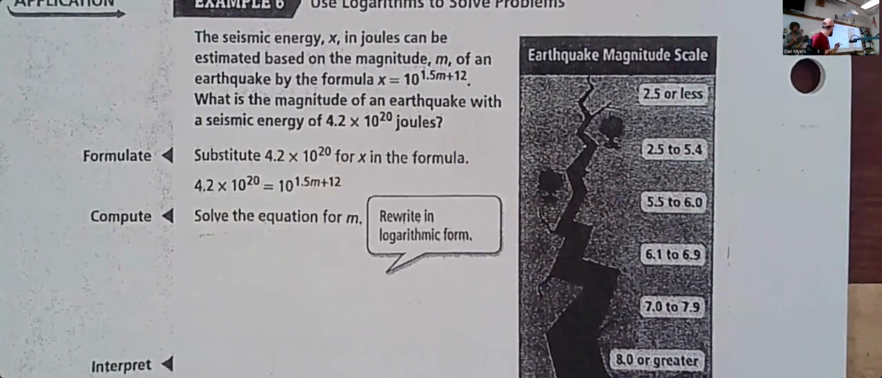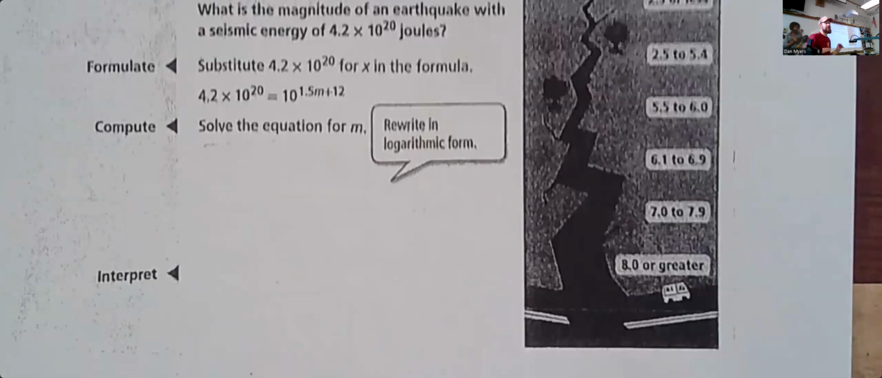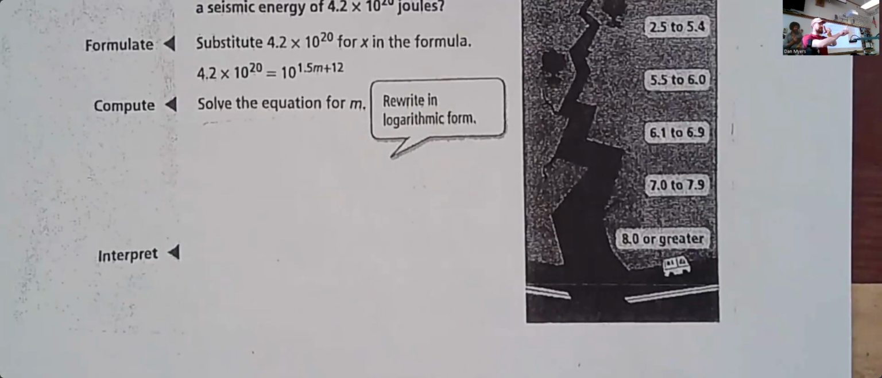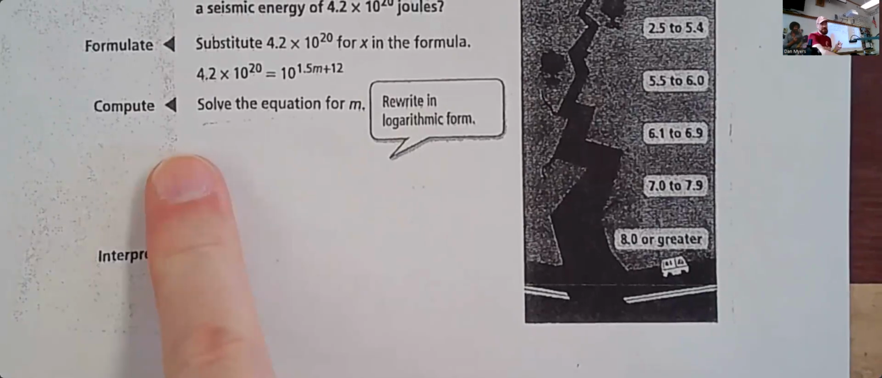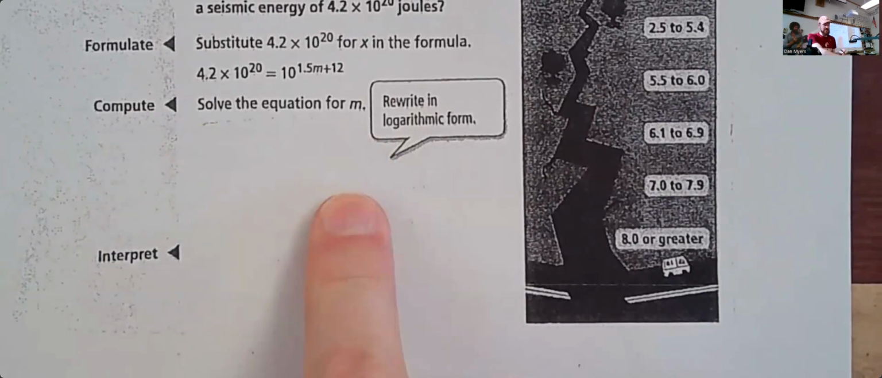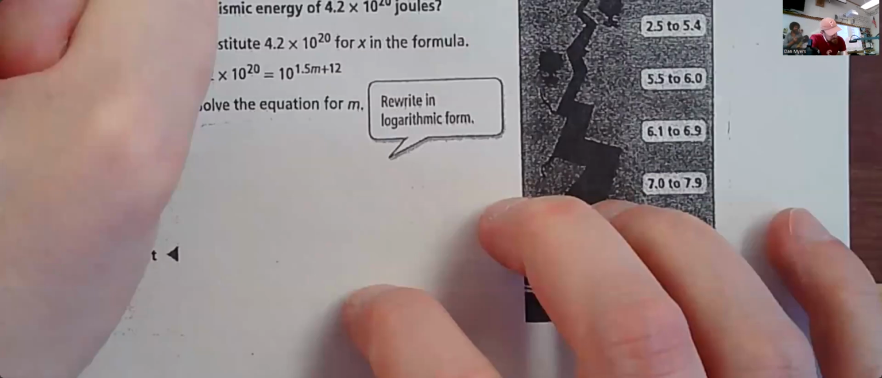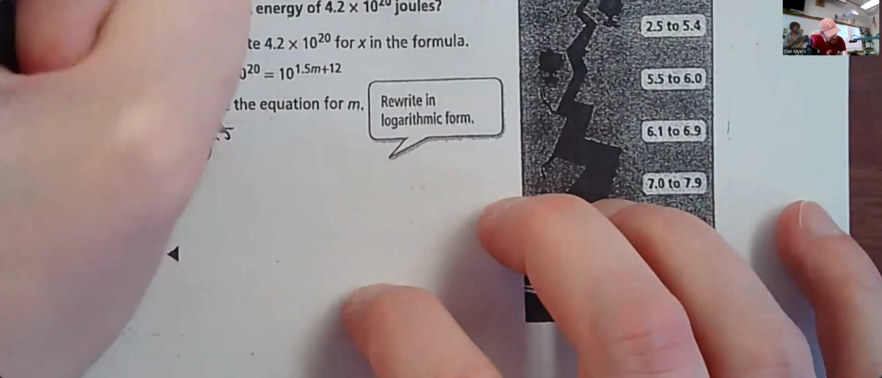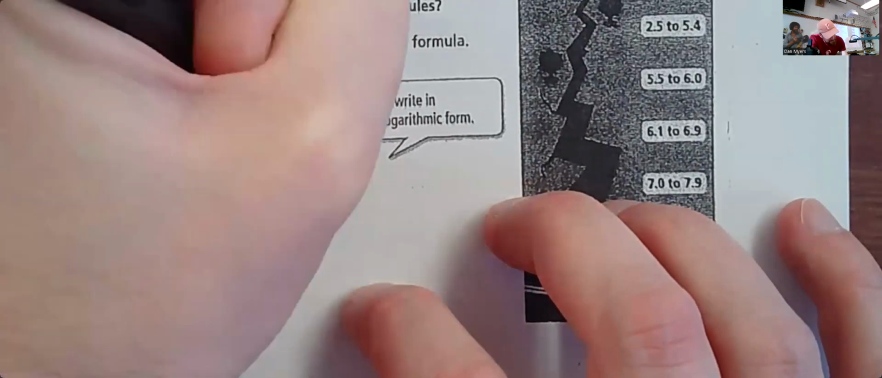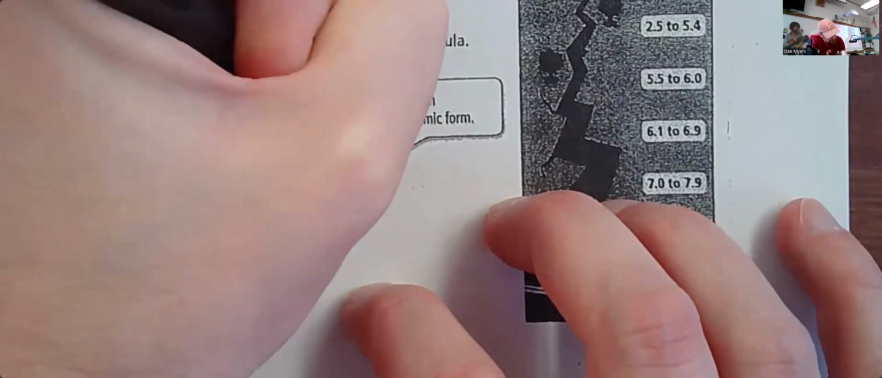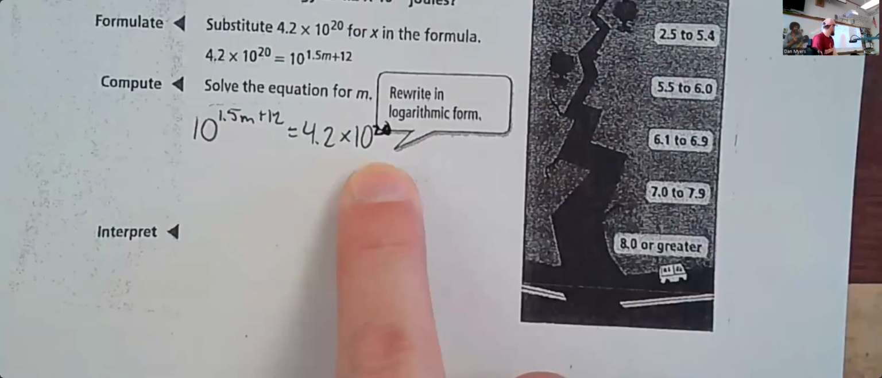So we have to rewrite this in logarithmic form. And once again, I'm going to just flip around the entire equation, just so I have my base value with the exponent on the left. And then the argument's going to be on the right. So we're going to have 10 to the 1.5 M plus 12 equals 4.2 times 10 to the power of 20. And this is written in scientific notation.